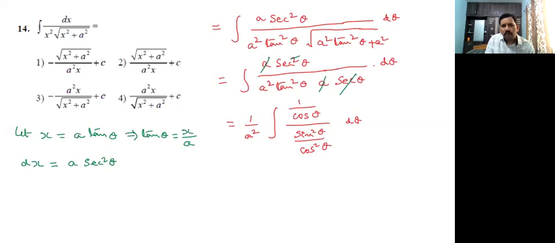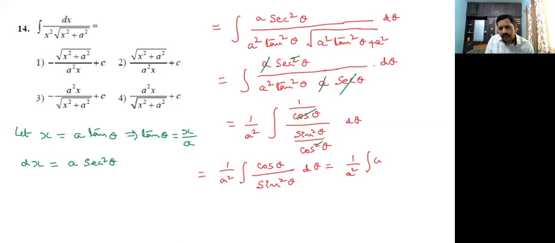Here one of the cos is going to cancel. Remaining one more cos is there, it is going to the numerator. So 1 by a squared into cos theta divided by sine squared theta d theta. Here observe that 1 by a squared, cos by sine, cot. One more sine is there. 1 by sine means we get cosecant theta into cot theta into d theta.